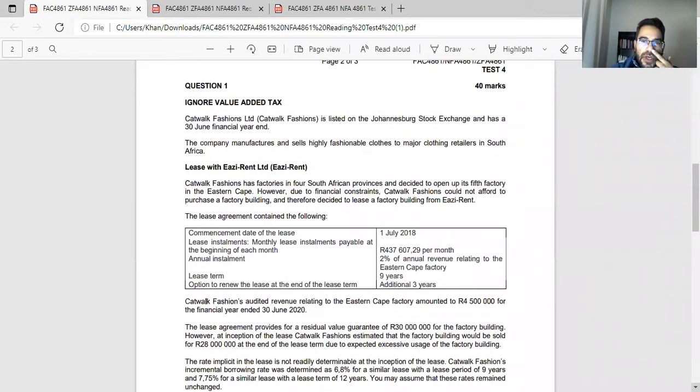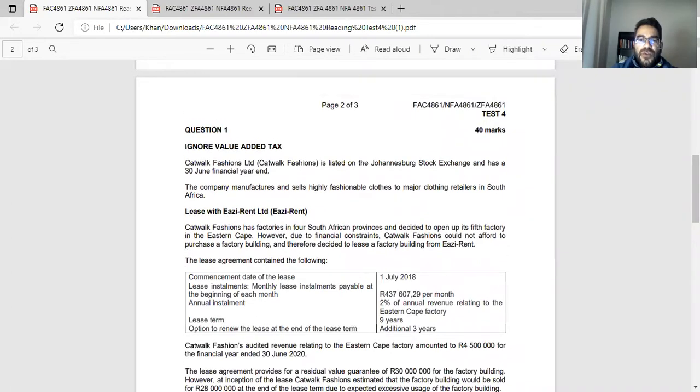So you should be able to see the scenario. So this here is test 4 of 2020, FAC4861. So they say ignore value added tax. They say Catwalk Fashions is listed on the Johannesburg Stock Exchange and has a 30 June financial year end. The company manufactures and sells highly fashionable clothes to major clothing retailers in South Africa. Okay, so in the first 2 paragraphs, the important aspect is your financial year end, 30th June.